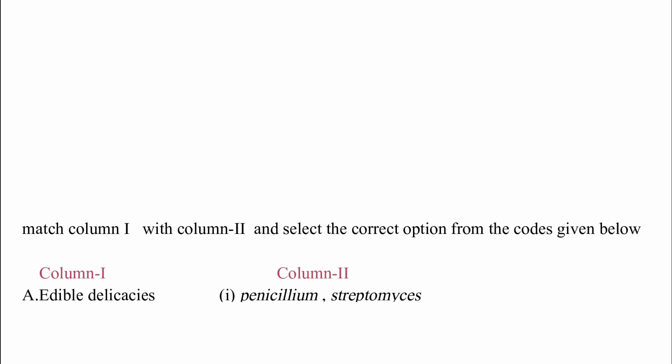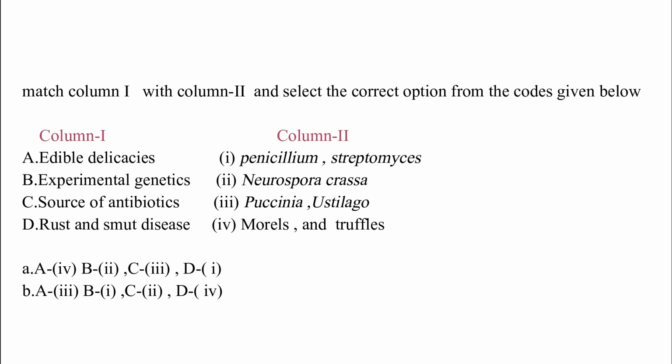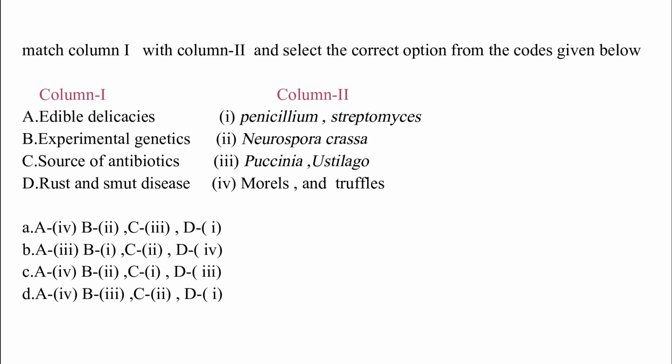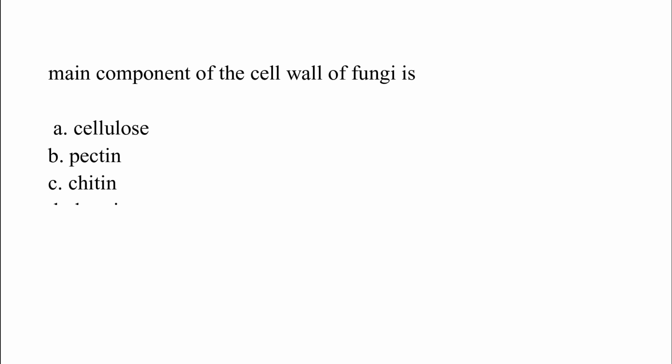Match column I with column II and select the correct option from the codes given below. Column I: edible delicacies, experimental genetics, source of antibiotics, rust and smut disease. Column II: Penicillium and Streptomyces, Neurospora crassa, Puccinia and Ustilago, morels and truffles. The correct answer is option C. Edible delicacies match with morels and truffles. Experimental genetics match with Neurospora crassa. Source of antibiotics match with Penicillium and Streptomyces. Rust and smut disease is matched with Puccinia and Ustilago.